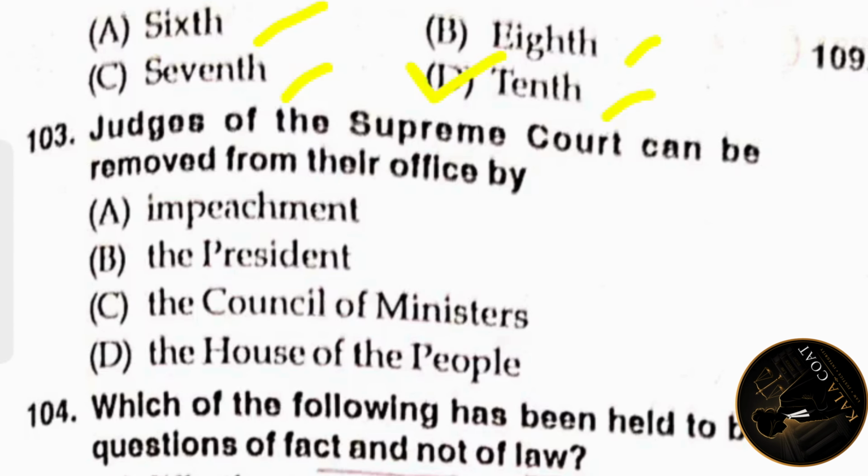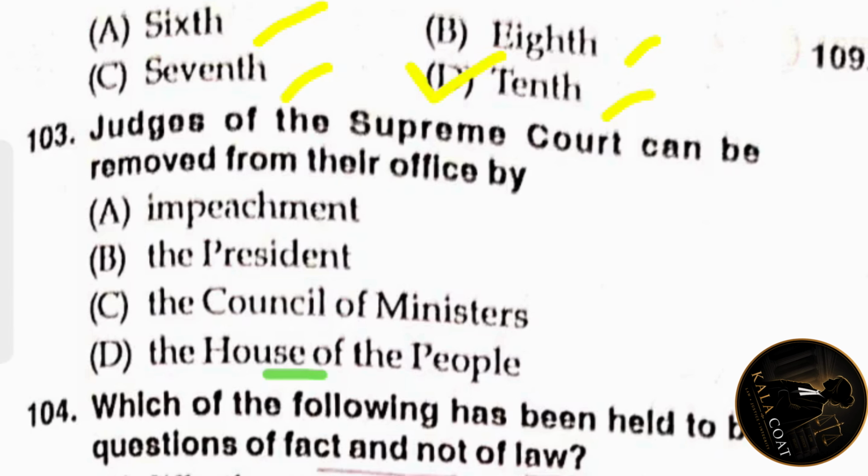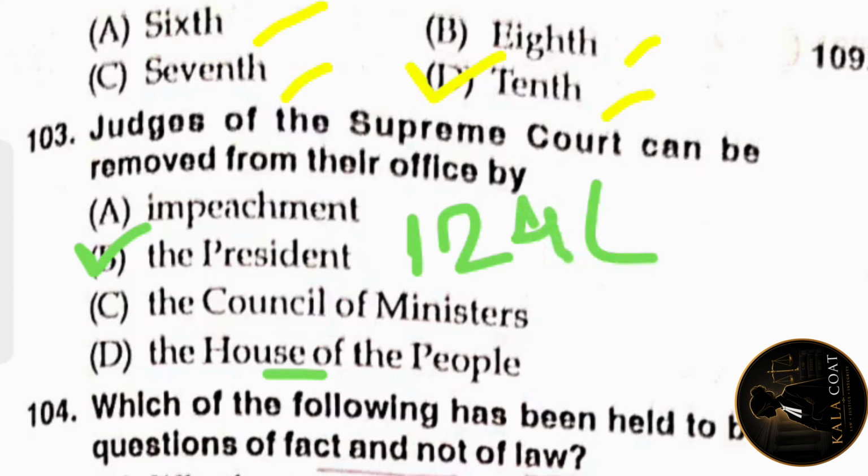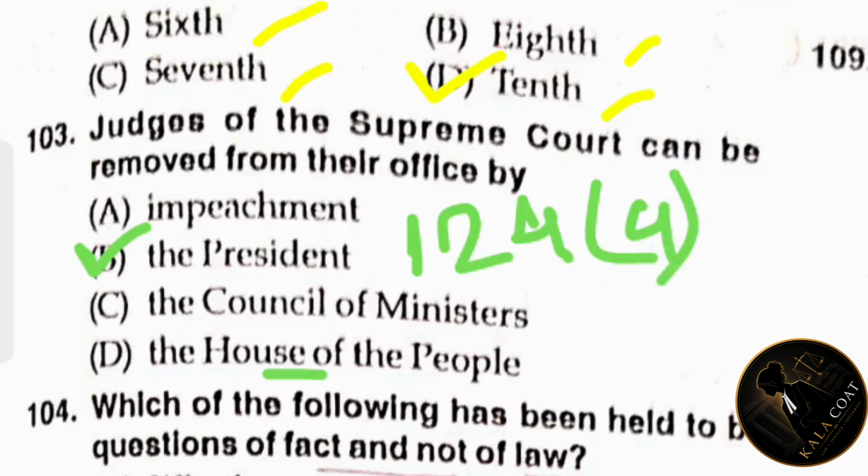Question number 103. Judges of the Supreme Court can be removed from their office by impeachment, the President, the Council of Ministers or the House of People. Correct answer is the President on the ground of proved misbehavior and incapacity, and it is provided under Article 124 Clause 4 of the Indian Constitution. Impeachment से कौन remove किए जा सकते हैं? It is the President who can be removed by the process of impeachment.